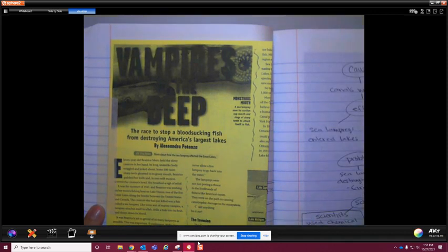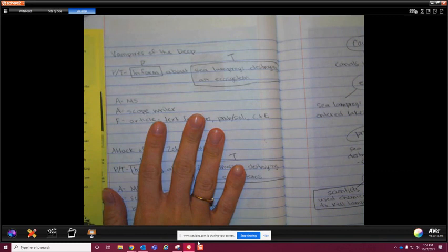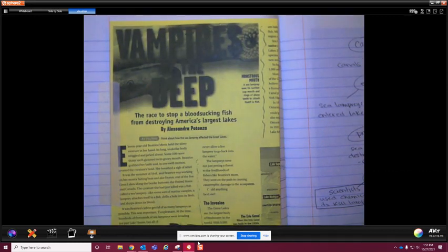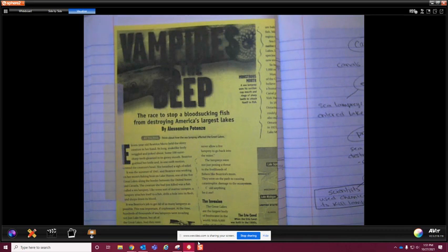Going back to what we did today. We went to the one we did last time, which was Vampires of the Deep. We talked about that last time, when we did this whole PTOF thing. This time we talked through the different types of writing structures in here. There's cause and effect, and there's also problem solution.